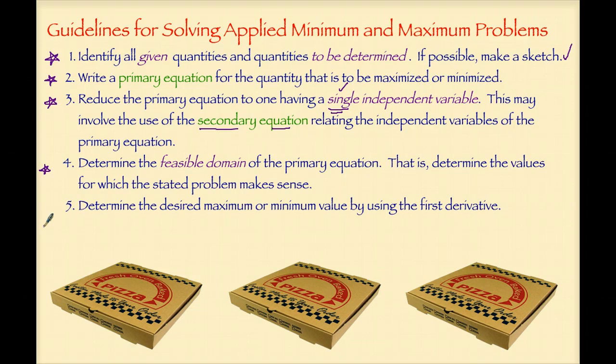This makes sense because we're talking about the real world. The domain is not going to be all real numbers. We have finite quantities that we're using, so we should determine the values for which the stated problem makes sense. And then finally, step 5, determine the desired maximum or minimum value by using the first derivative.